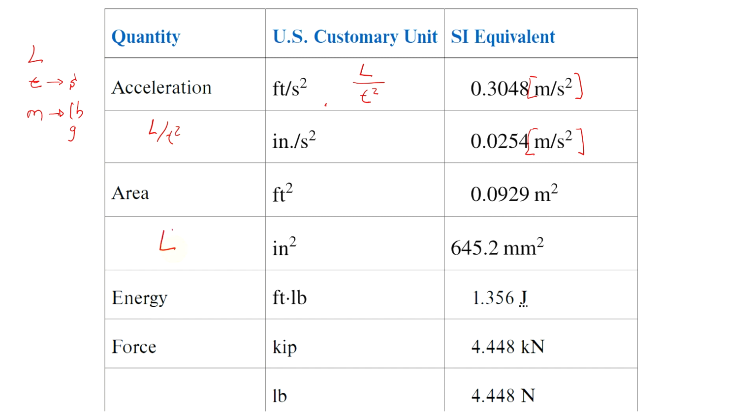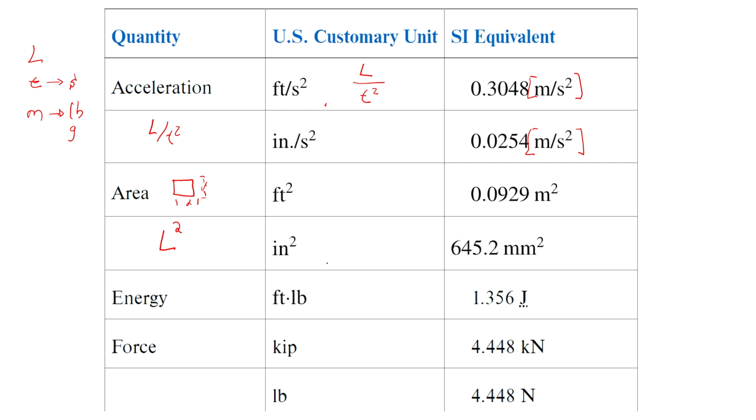Area is length squared, right? If you have a rectangle, it is this distance times that distance. The area is length squared. So it's feet squared, inches squared, meters squared, etc. So here the only thing you have to do is 0.3048 squared is 0.0929. Remember, if a number is less than 1 and you square it, it's going to be much smaller than 1, not bigger. It's only bigger if it's greater than 1.